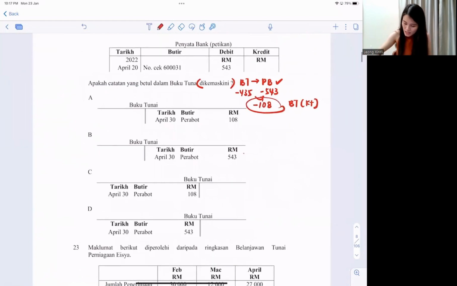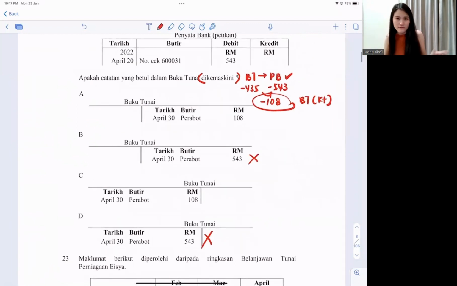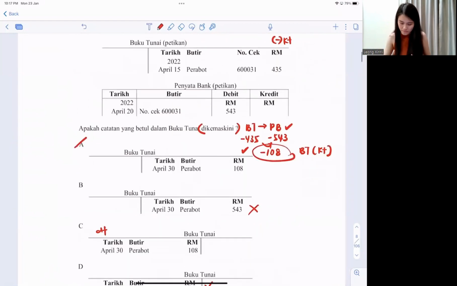You can first eliminate answers of these two because the answer is wrong. Shouldn't be 543. We only want the difference, 108. So credit side, this is correct. This is wrong because this is debit. Answer is A. Okay, so we are done with question 22.